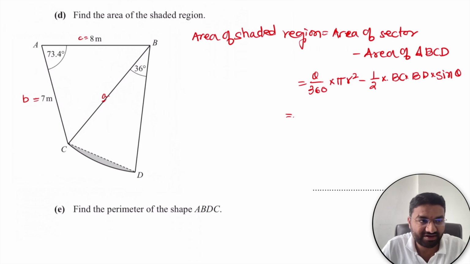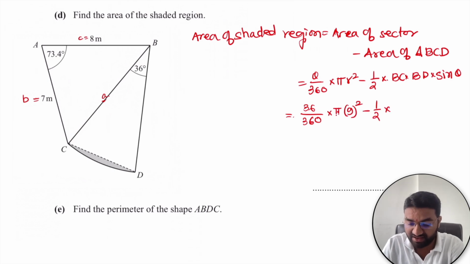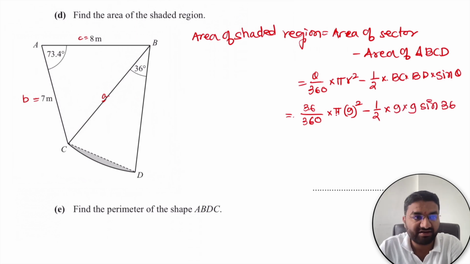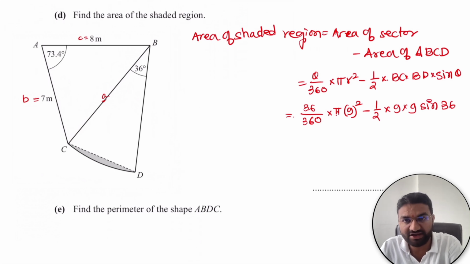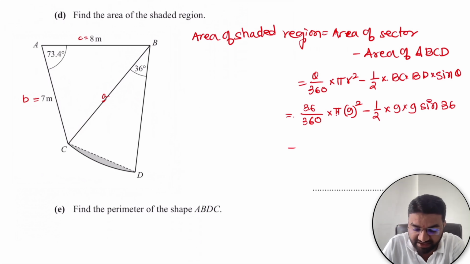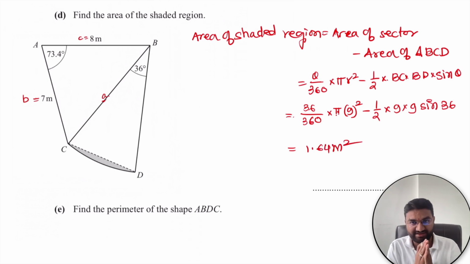Fine. So here theta is 36, so 36 over 360 times pi times 9 square. Fine. Then we have BC is 9, BD is 9, sine of 36. Okay, so if you calculate this completely in your calculator, we will get 1.64 meter square. I hope you are also getting the same.